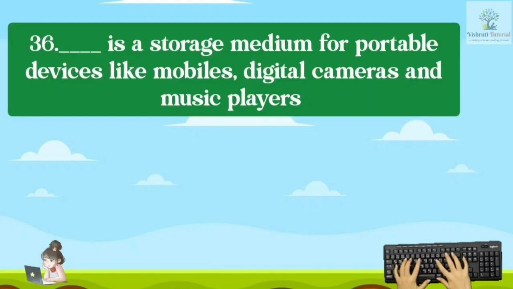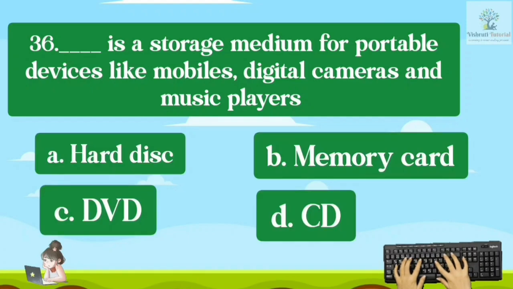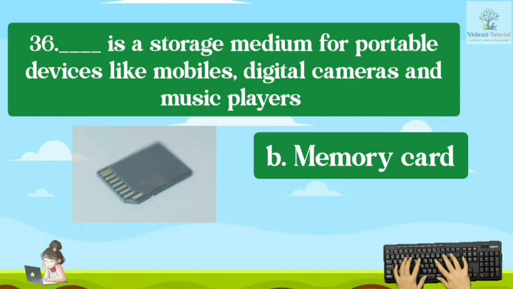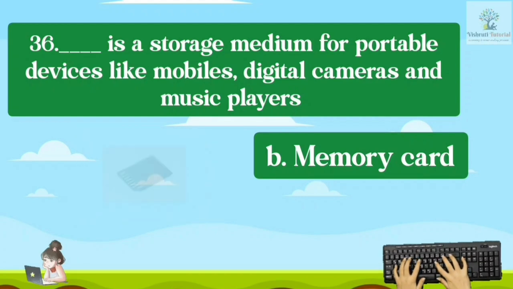Question number 36. Dash is a storage medium for portable devices like mobiles, digital cameras and music players. Options: A. Hard disk, B. Memory card, C. DVD, D. CD. And the correct answer is B, memory card. Memory card is a storage medium for portable devices like mobiles, digital cameras and music players.